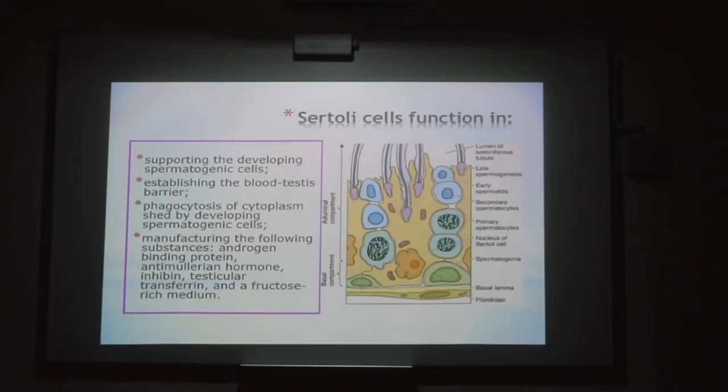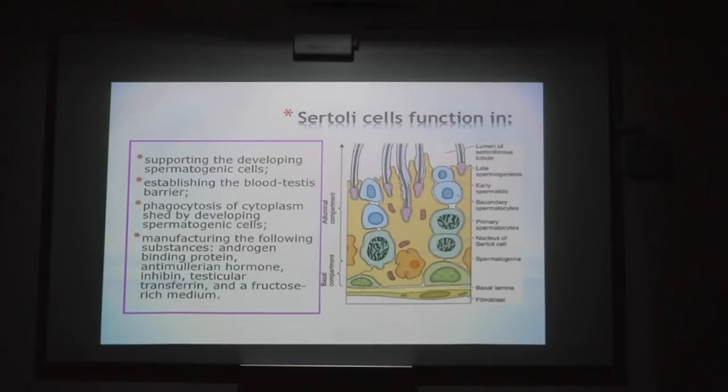So the function of the Sertoli cells is supporting the developing spermatogenic cells and establishing the blood-testis barrier. They phagocytose the cytoplasm which is shed by the developing sperms, because initially they have the cytoplasm. As they become more mature, they shed their cytoplasm, which is phagocytosed by the Sertoli cells.